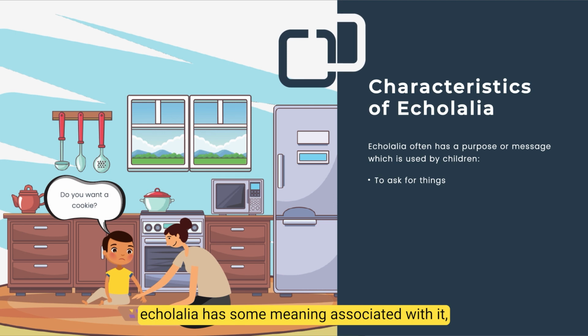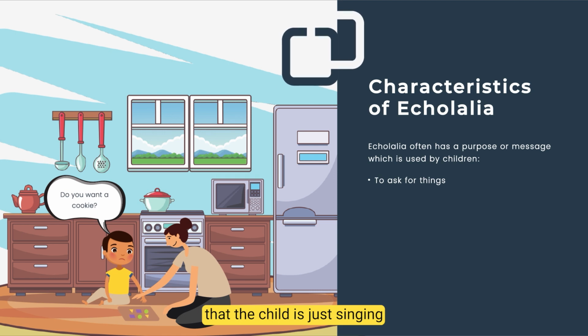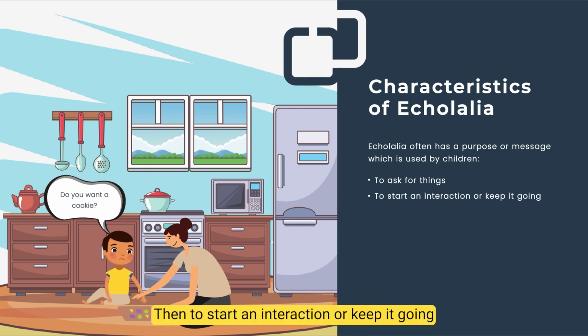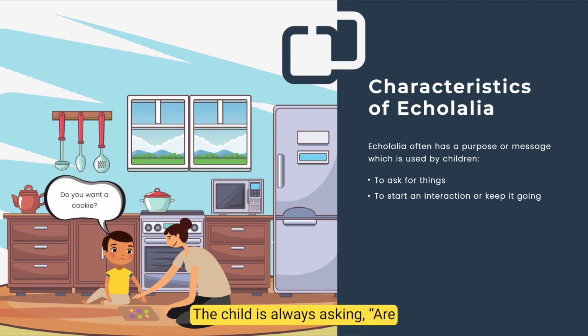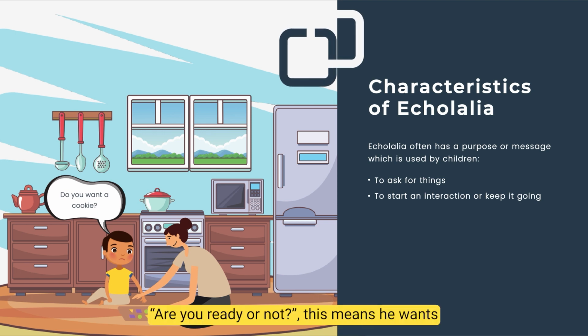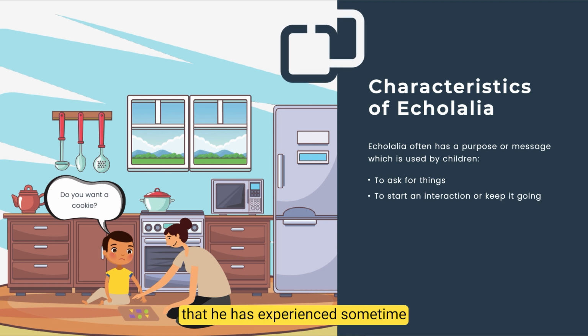That means every time echolalia has some meaning associated with it, unless it is just a verbal stereotype, where the child is just repeating words or sentences. Echolalia can also be used to start an interaction or keep it going, for example, are you ready or not? The child is always asking, are you ready or not? This means he wants whatever activity is going on to keep going, or he wants to start some game that he has experienced sometime.